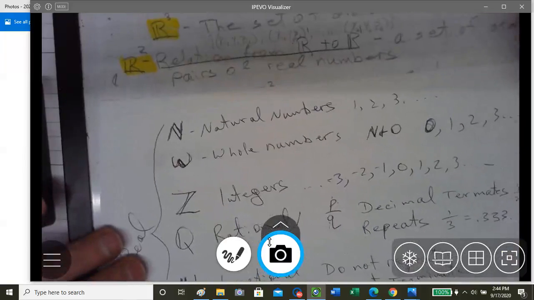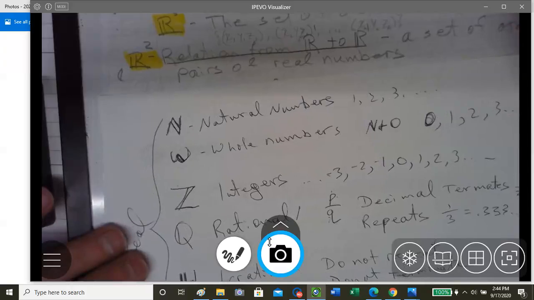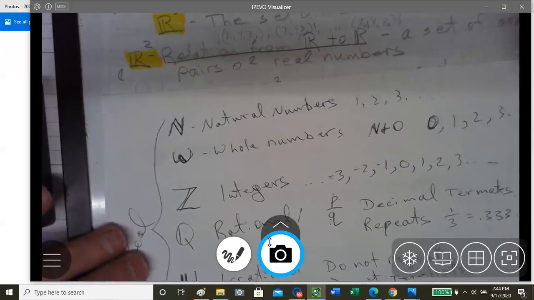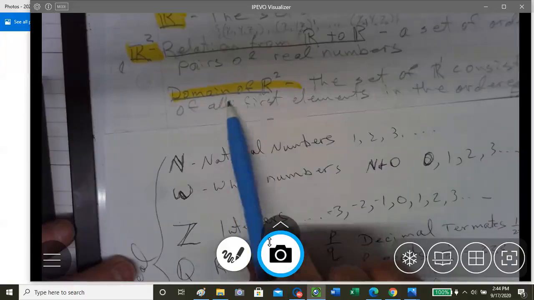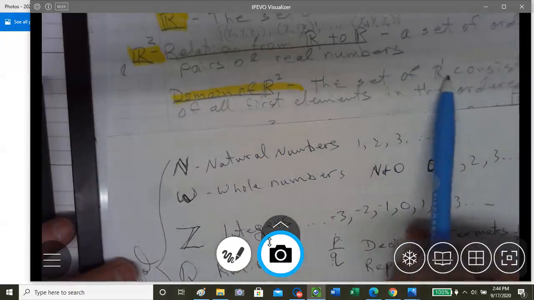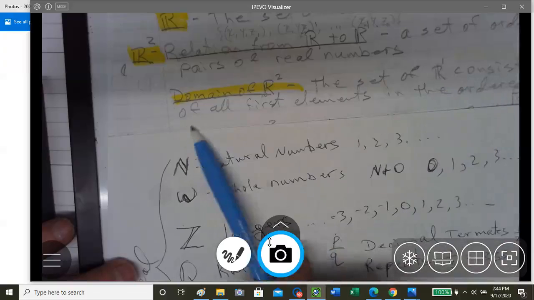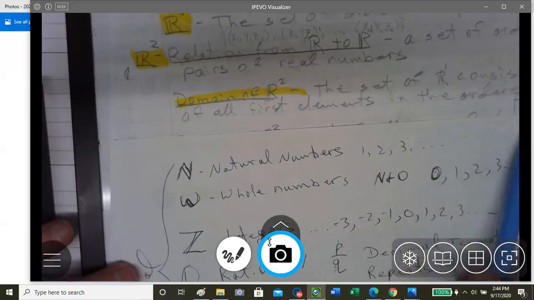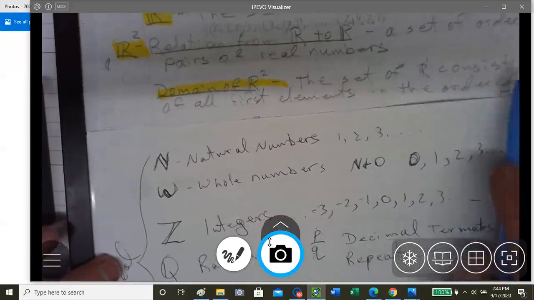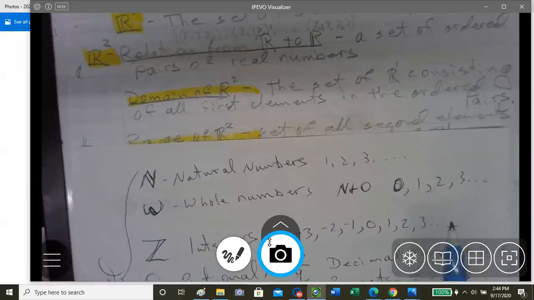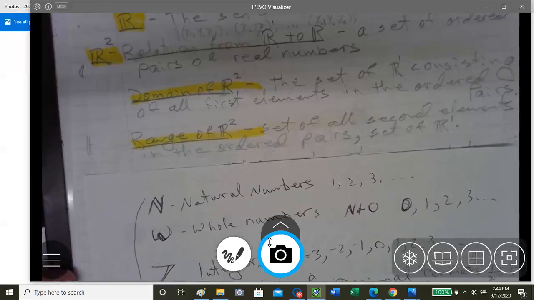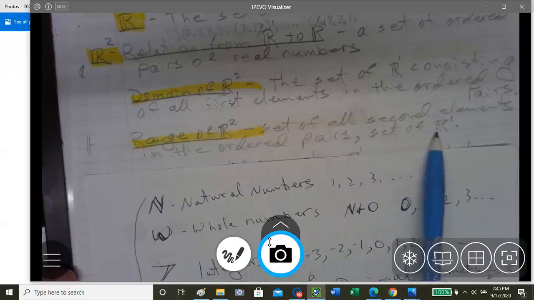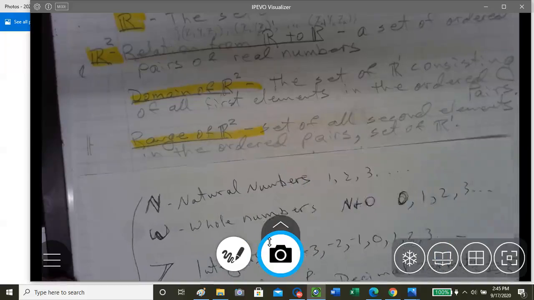So the domain has all real numbers in it, and the range has all real numbers in it. And so we have here the domain of our ordered pairs, a set of real numbers consisting of all first elements in the ordered pairs, in other words, the x values. The range is a set of all second elements, or y terms, in the ordered pairs, and they are also in the set of all real numbers.